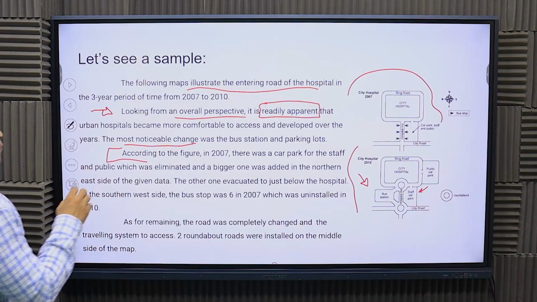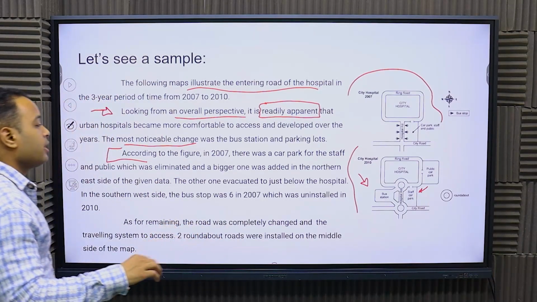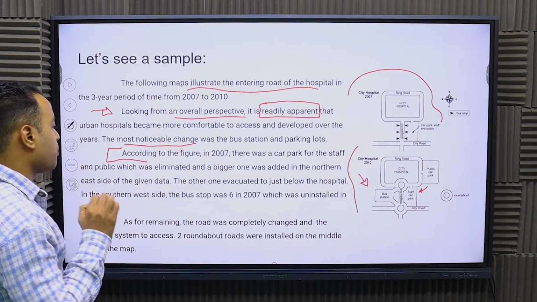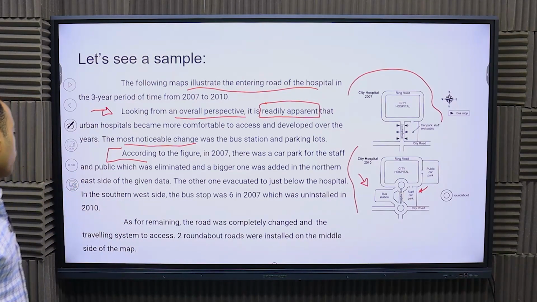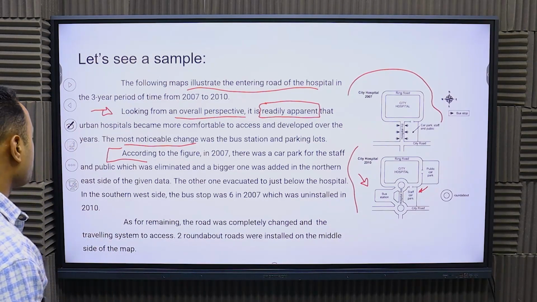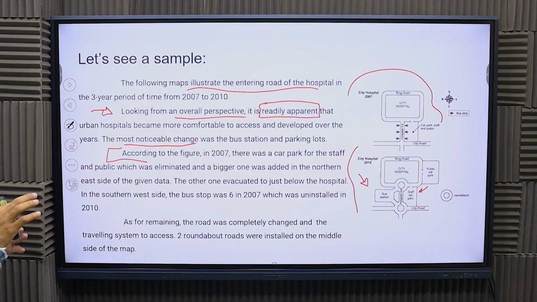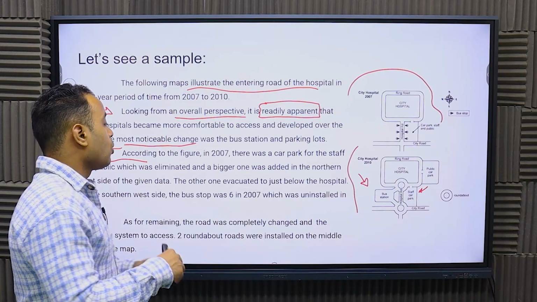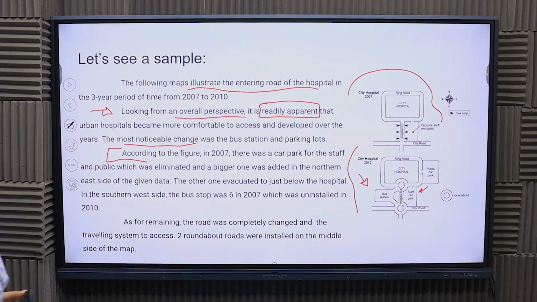Okay, according to the figure in 2007, there was a car park for the staff and public, which was eliminated, and a bigger one was added in the northern east side of the given data. The other one evacuated to just below the hospital. In the southern west side, the bus stop was 6 in 2007, which was uninstalled in 2010.